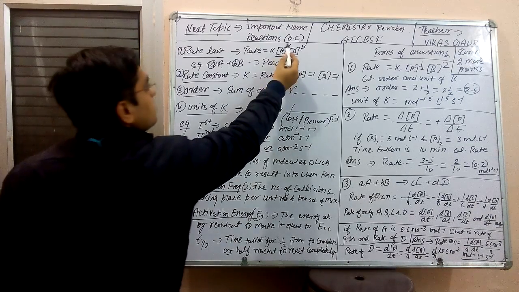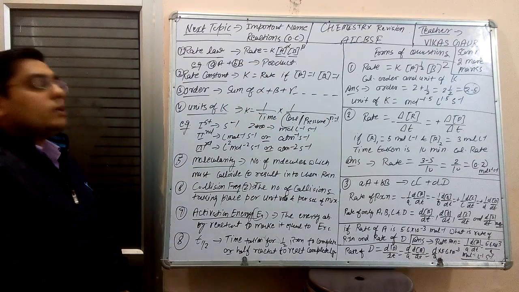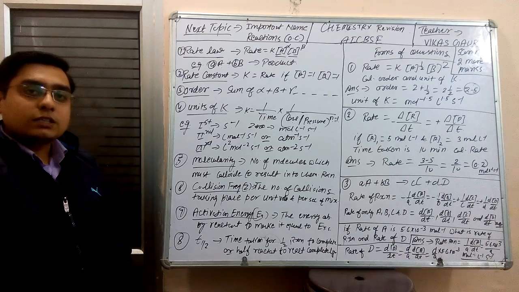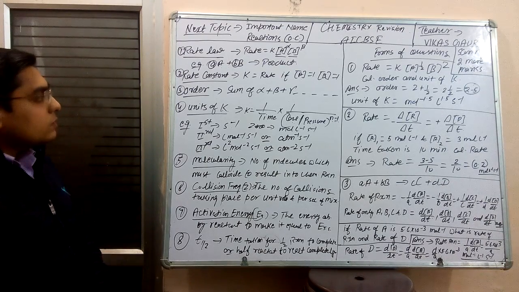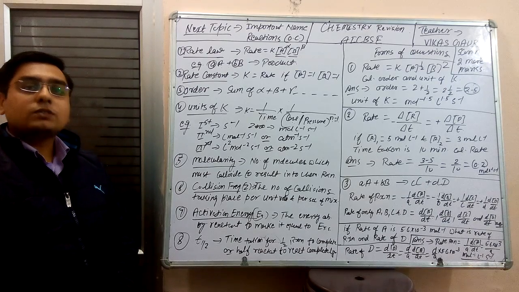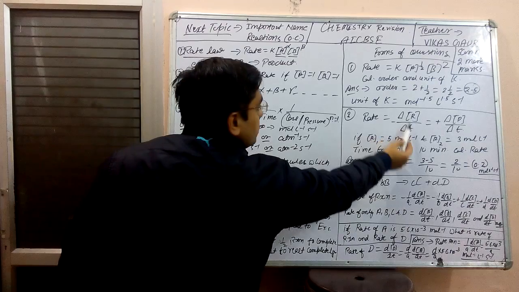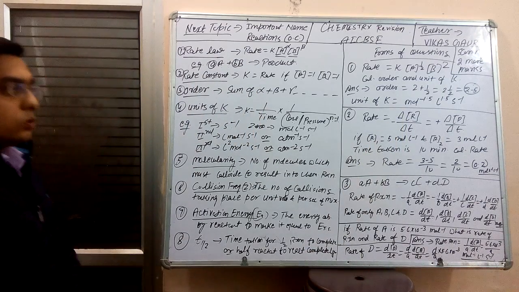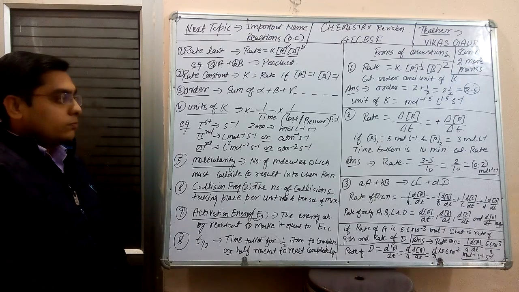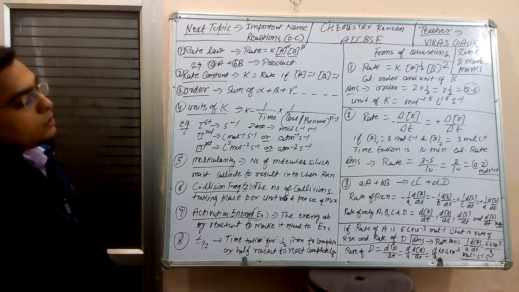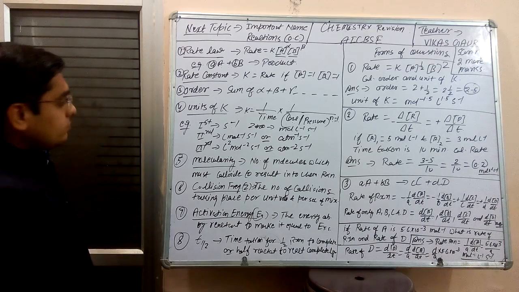And the sum of these powers alpha, beta and gamma is called the order of reaction, which may be positive, negative, zero or fractional. Means zero order, first order, second, third, like this. The unit of rate of a reaction is moles per liter per second, as rate is equal to concentration change by time. So concentration is moles per liter and time is second inverse, or if pressure is taken then it becomes atmosphere per second or bar per second.